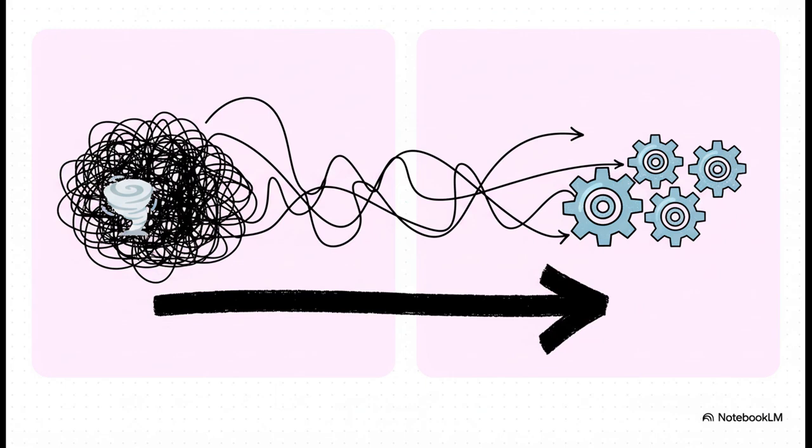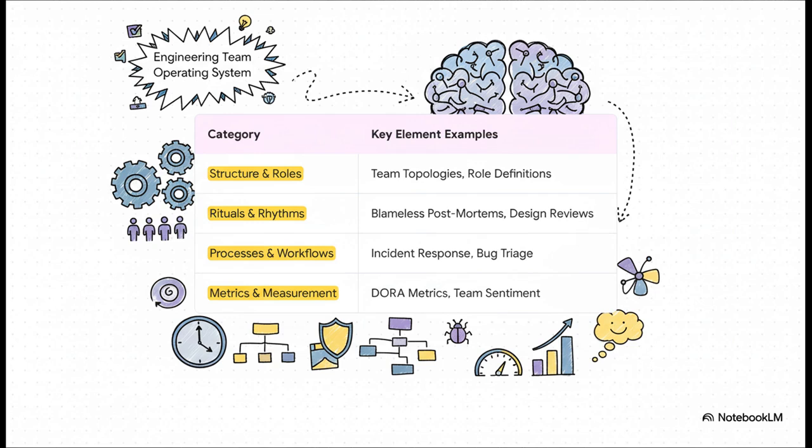You go from this implicit, ambiguous, reactive state, which is just full of friction, to an environment that is explicit, clear, and deliberate. It's a move from high friction to high flow. So this isn't some small tweak. It's a fundamental shift in how your team works. And here's a blueprint for what that actually looks like.